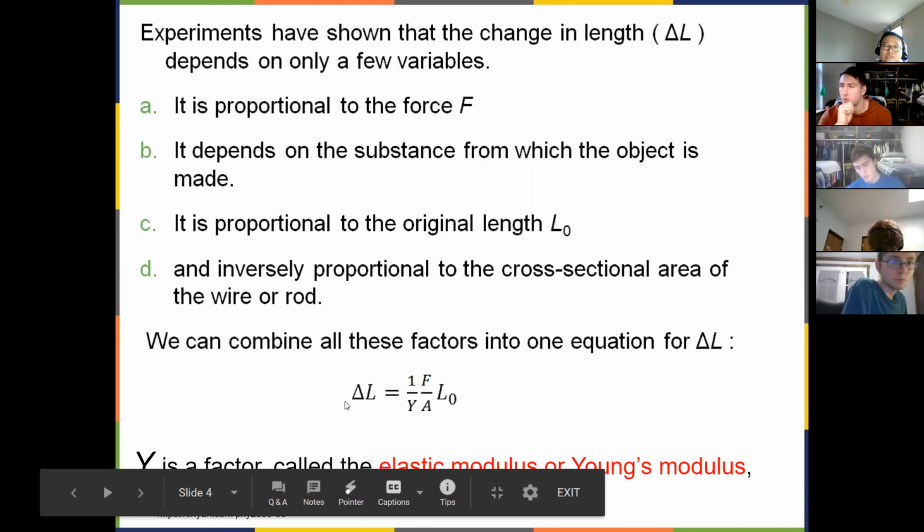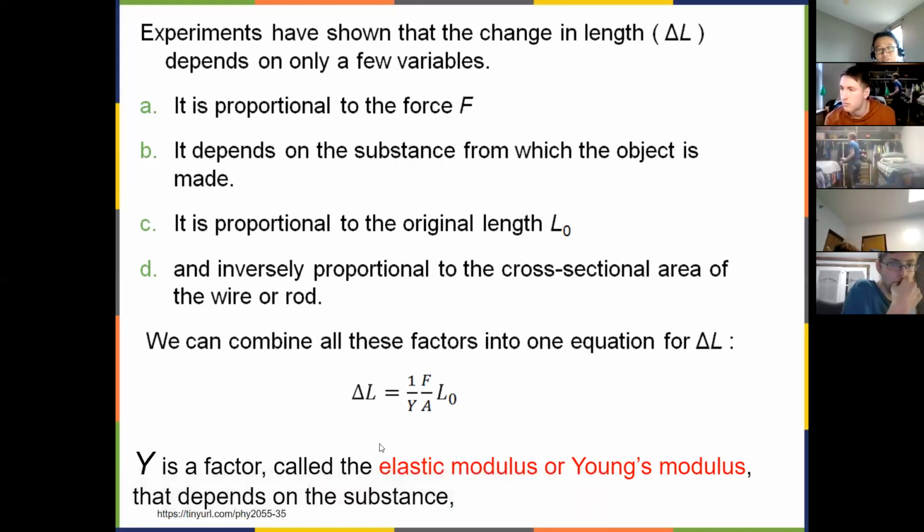This delta L, the change in shape, is proportional to the force applied, inversely proportional to the cross-sectional area A, proportional to L naught, the original length, and inversely proportional to capital Y. It's called the elastic modulus or Young's modulus of the material. Given a certain material, this Y is a fixed number. It's a property of the material.